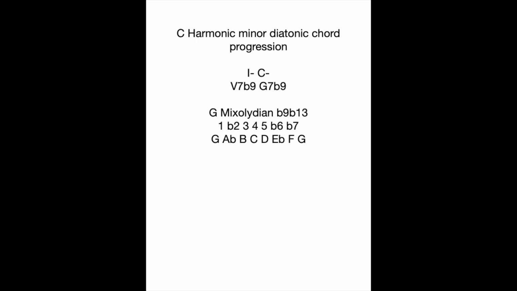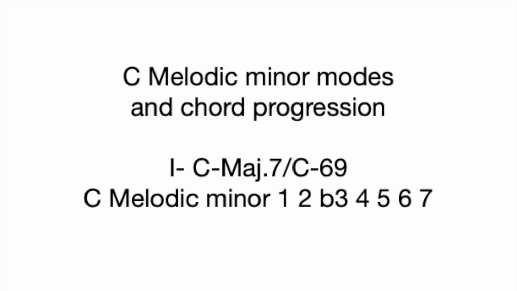Melodic minor modes and chords are much more commonly used, so we'll dig into them a little more deeply. The 1 chord in melodic minor could either be minor major 7, which is a minor triad with a major 7, or minor 6-9. In a 6-9 chord, the sixth interval replaces the seventh.